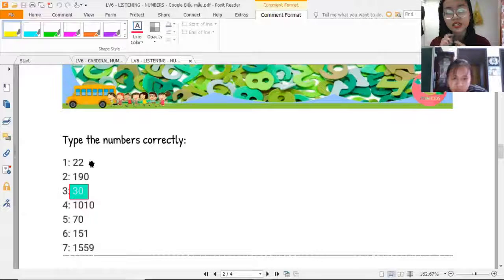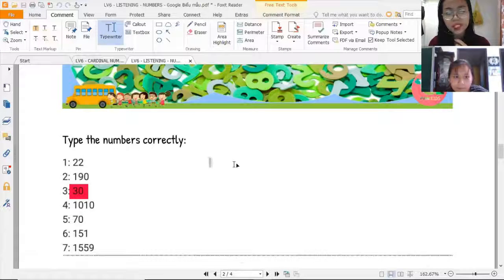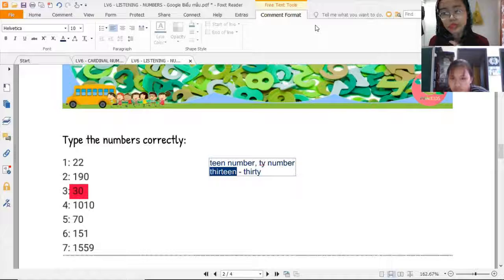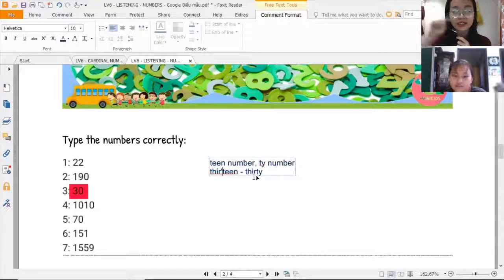13. So how can you differentiate it? The teen number and the ty number. Remember, I already told you. Okay, what is it here? Number teen and number ty. Teen number and ty number. What is the difference? Okay, so for example, I have 13 and 14, and 30. What is the sound at the end of the word 13? Already here, right? 13, teen. And then this one, 30, thirty. Okay, right. So this is the reason why you can differentiate the teen number and the ty number. So be careful when you listen to these numbers, right?